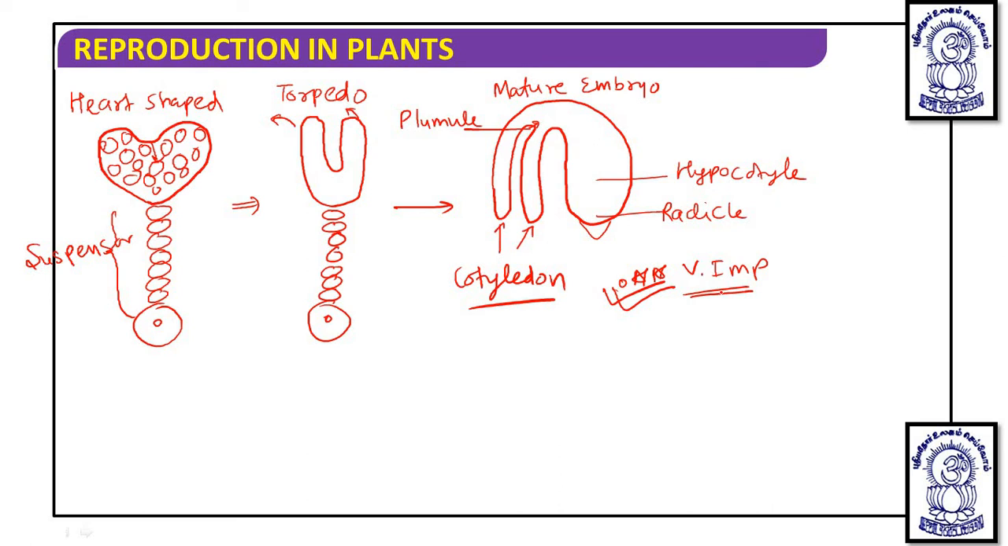Now if I want to make an understandable diagram, and someone asks you to draw an understandable diagram of this which shows the labeling of all the parts, then we will draw such a simple diagram, which is representing all the parts.